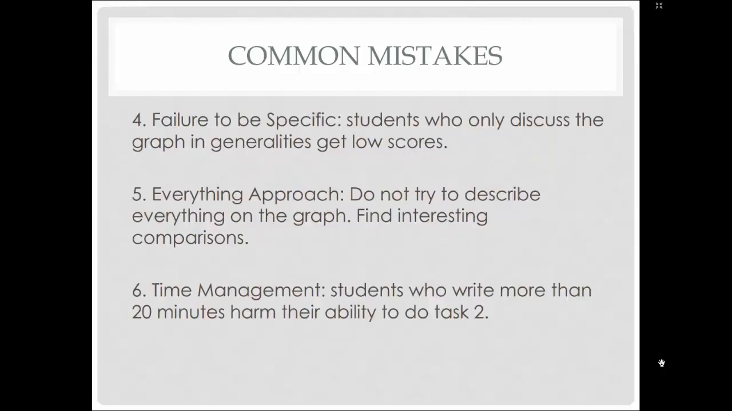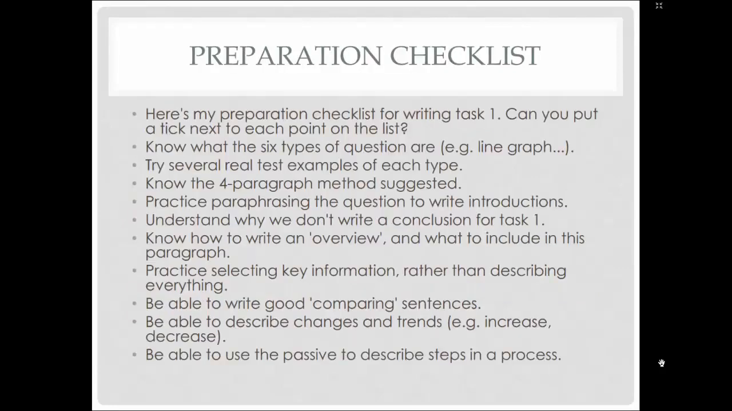Some other mistakes that students make are failure to be specific. They only talk about generalities. They try to describe everything, and also having bad time management. You have to have really good time management to be able to do well at task number 2 because you have to finish in 20 minutes. And if you use the method and strategy that I'm going to show you, you'll finish on time. All right, later on what you can do is go through this preparation checklist for task number 1. Right, this is very helpful in terms of learning how to do task number 1.